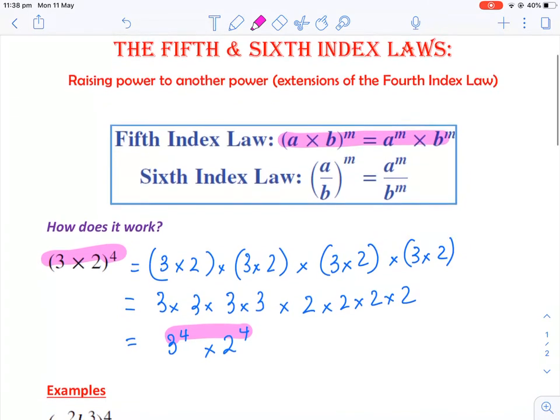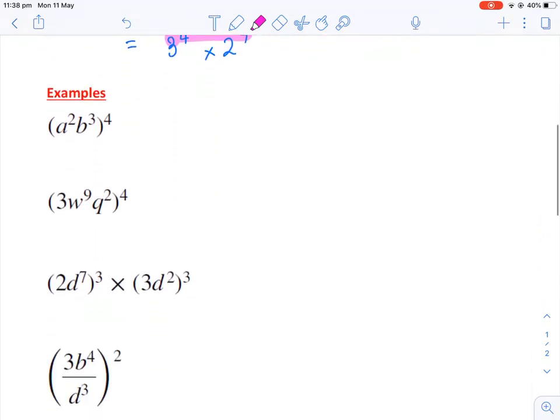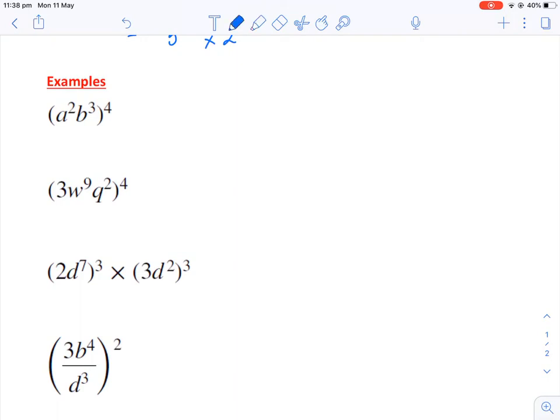Now we're going to do some more examples to have a deep understanding of the fifth and the sixth index law. So with this one, A to the power 2 times B to the power 3 and the whole thing to the power 4. This one we're going to apply the fifth index law and the fourth index law together. So it will equal A to the power of 2 times 4, B to the power of 3 times 4, and it's equal A to the power of 8, B to the power 6 is your final answer.